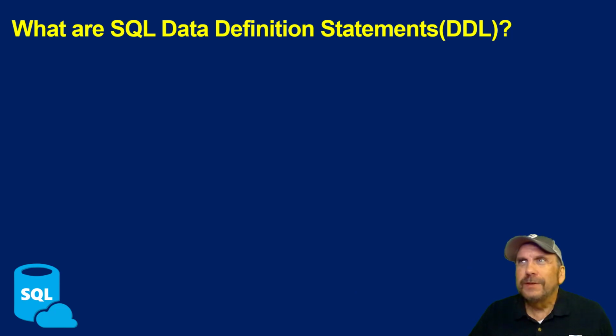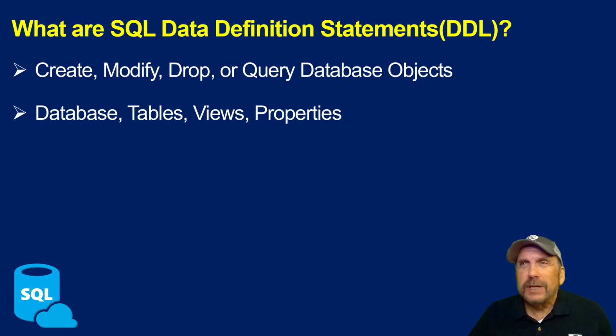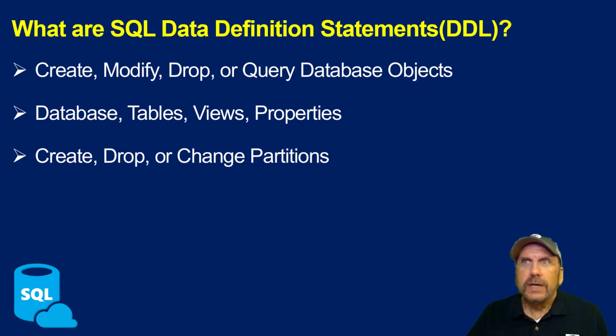What are SQL data definition statements? These are statements which create, modify, drop, or query database objects. And what I mean by database objects are things like database tables, databases, views, and properties. Properties are actually kind of distinctive to Spark. It allows you to attach name value pairs to different objects so that you can document them really. We can also create, drop, or change partitions, and that's very unique to the idea of scale out, right?